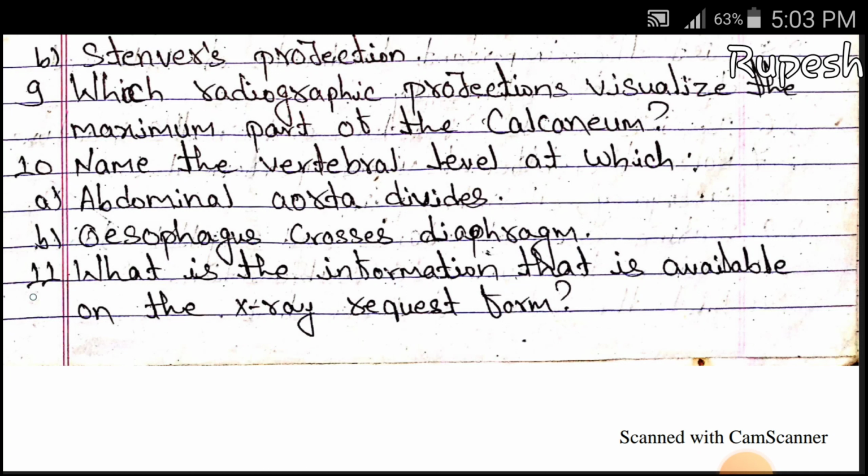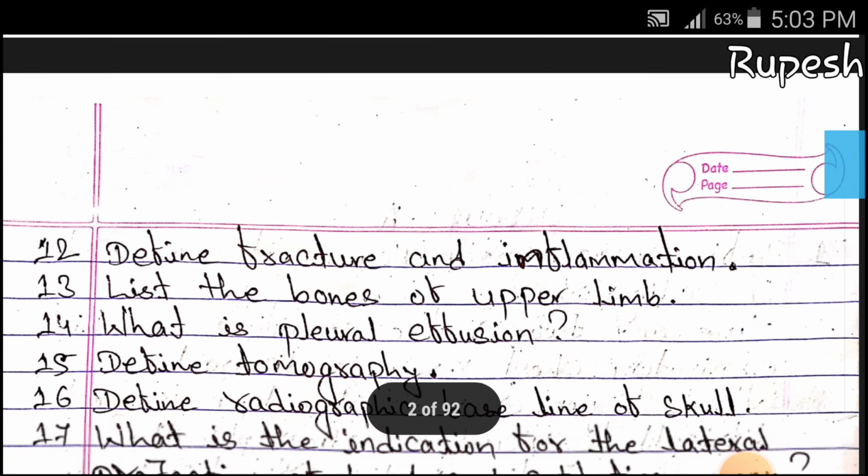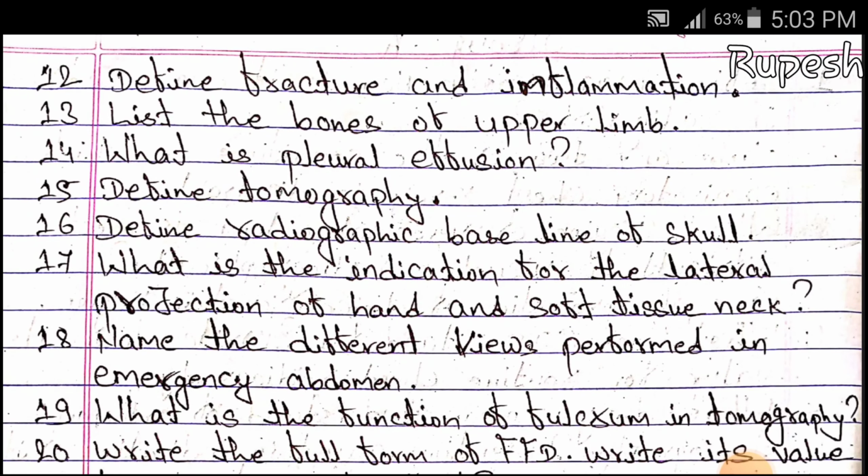Question number 11. What is the information that is available on the X-ray request form? Question number 12. Define fracture and inflammation.